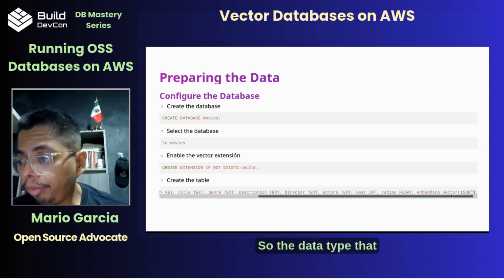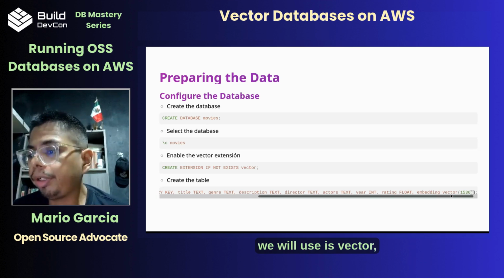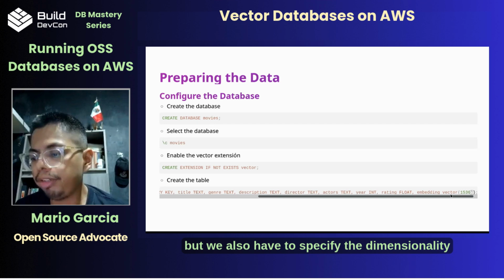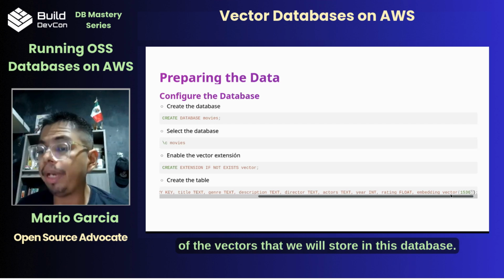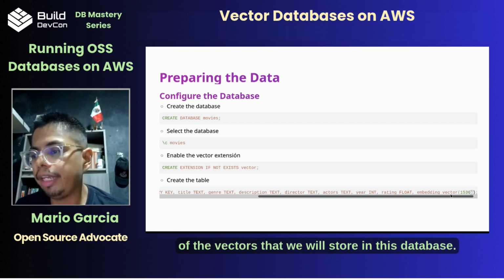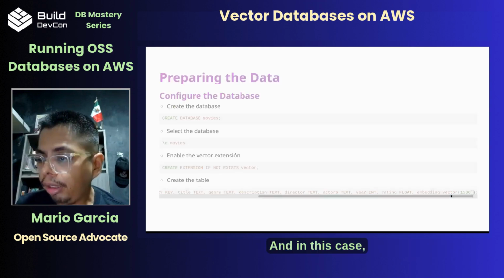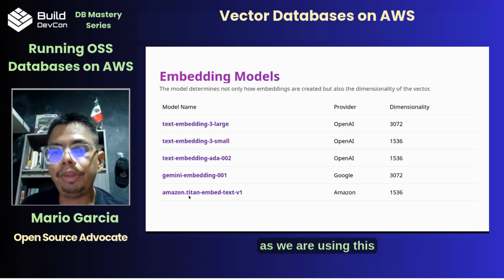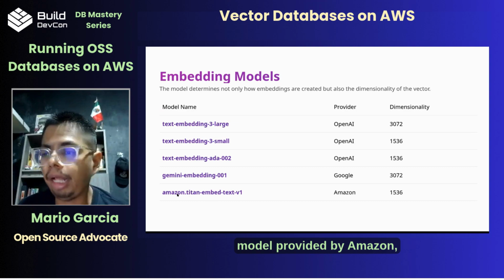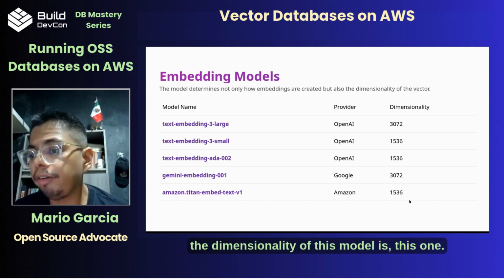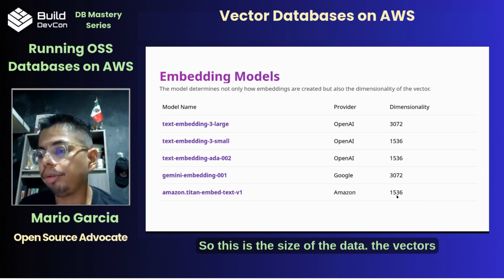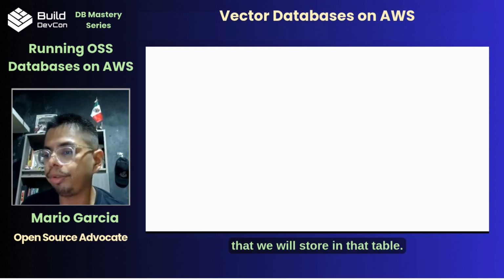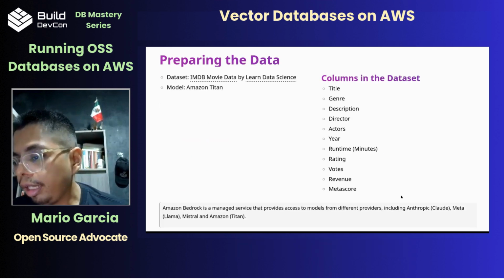The data type that we will use is vector, but we also have to specify the dimensionality of the vectors that we will store in this database. In this case, as we are using this model provided by Amazon, the dimensionality of this model is this one. So this is the size of the vectors that we will store in that table.